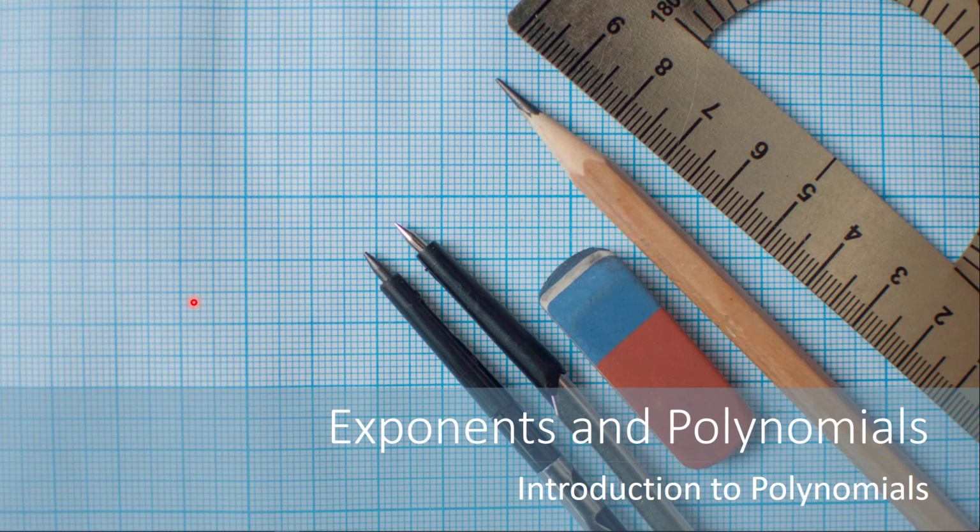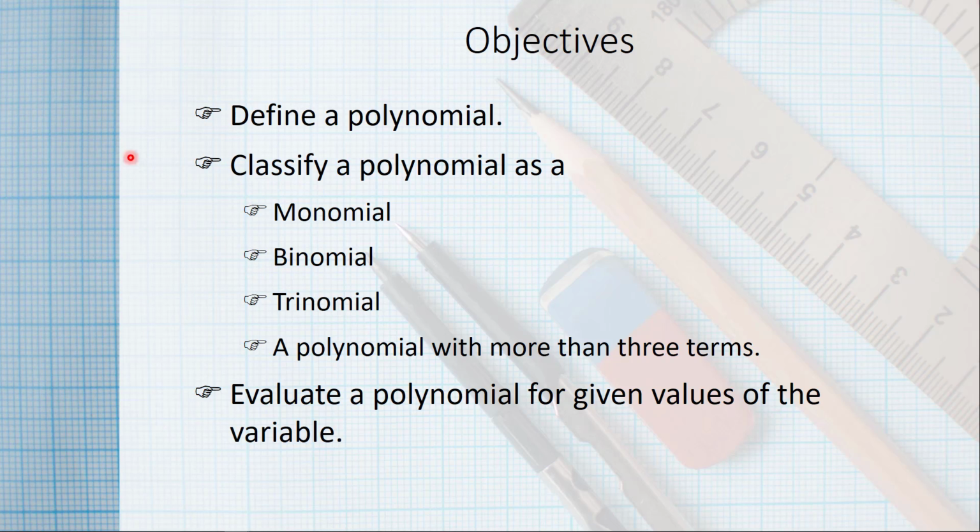Hi everybody, in this video we're going to discuss section 5.3, Introduction to Polynomials. In this video we will define what a polynomial is. We will classify polynomials as either a monomial, a binomial, or a trinomial, or as polynomials with more than three terms, which we'll just call polynomials. And then we will evaluate a polynomial for given values of a variable or for given expressions of a variable.